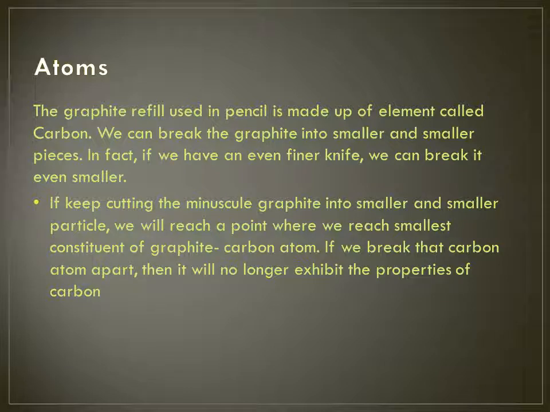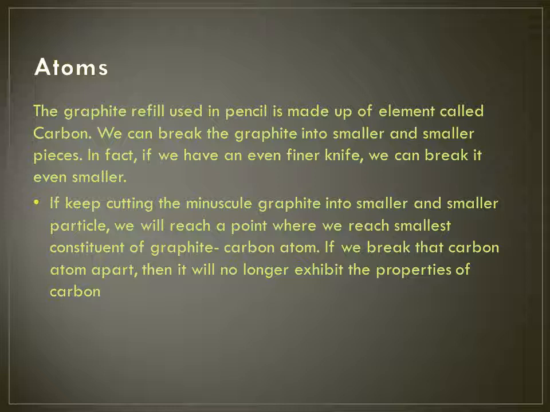Atoms. The graphite refill used in a pencil is made up of an element called carbon. We can break the graphite into smaller and smaller pieces. In fact, if we have an even finer knife, we can break it even smaller. If we keep cutting the minuscule graphite into smaller and smaller particles, we will reach a point where we reach the smallest constituent of graphite, the carbon atom.